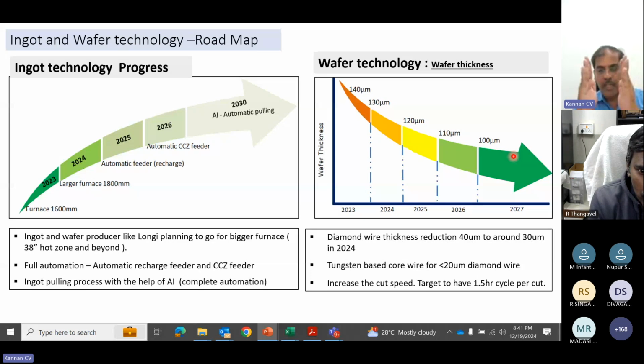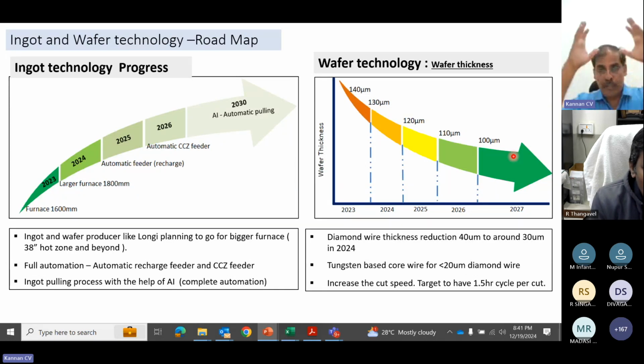But when the wafer thickness goes down from 200 micron to 100 micron, in the same 1 centimeter you can get even 200 or 150 wafers. So same area, when wire thickness goes down and the wafer thickness goes down, you can produce more wafers, right? This is the way the technology is moving, so that you can effectively utilize and minimize the wastage of silicon.